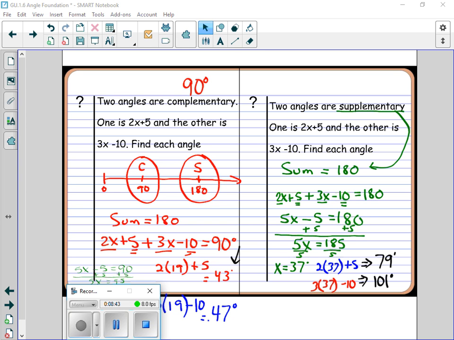So I made a mistake. You might have caught it earlier when I took the 5 and the negative 10, put it together and got negative 15. And that kind of threw it out. And so I found out by just checking my answer, looking at what the answer was and making sure that it added to 180, I was able to go back and fix it and get it right.